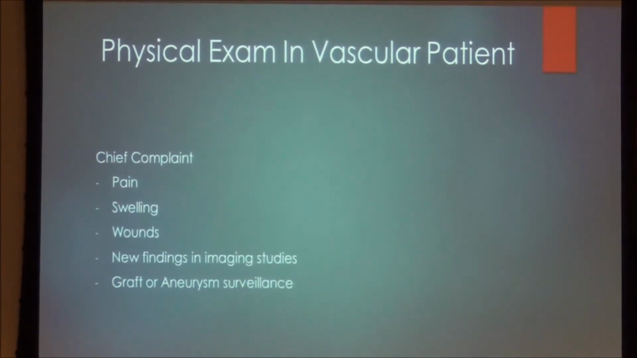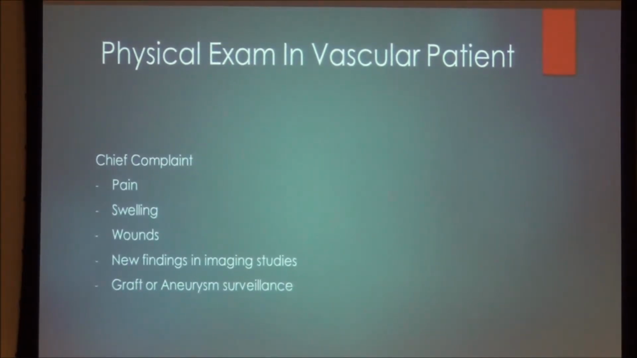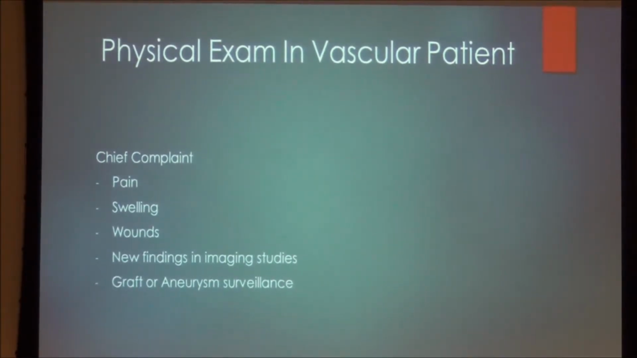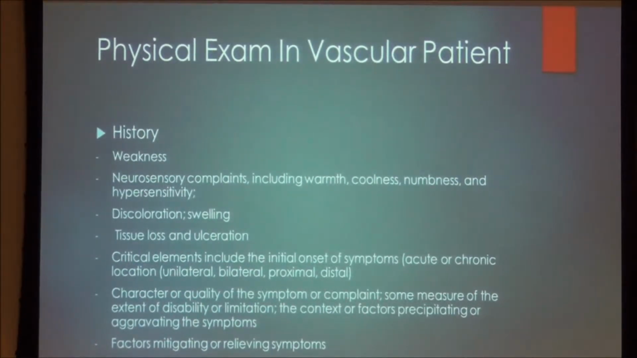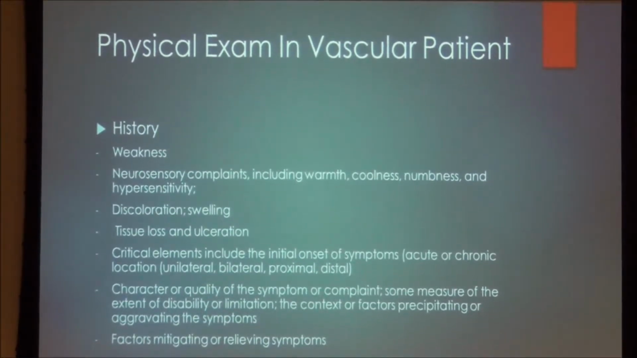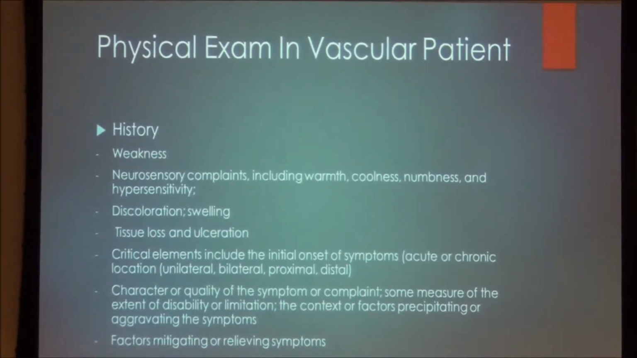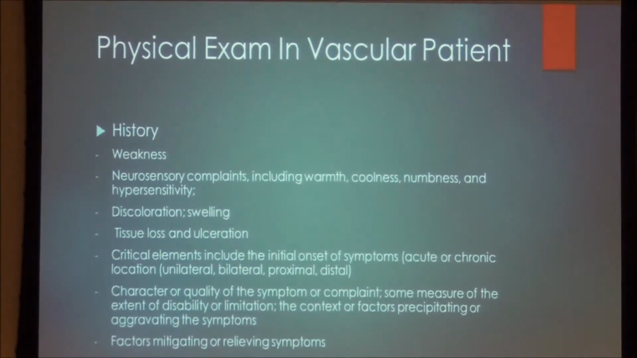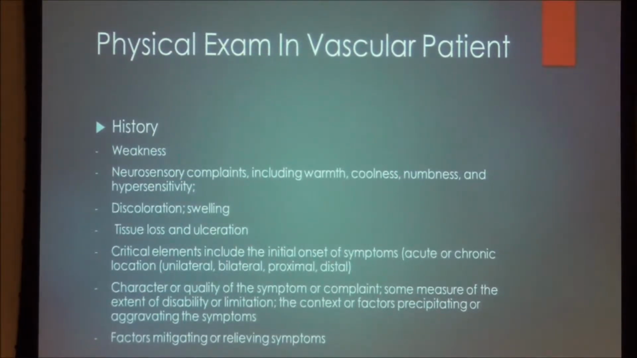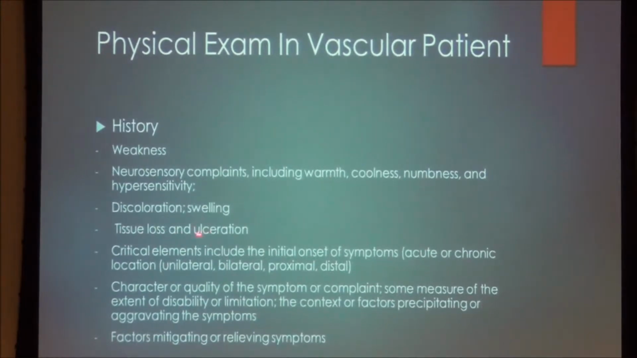And sometimes we see patients where a vascular patient had a graft or aneurysm, and we do imaging, and we are doing surveillance on their aneurysm, and there are recent changes. Also, sometimes they come with weakness or neurosensory complaints, coldness, warmth, numbness, and hypersensitivity, or discoloration or swelling. Tissue loss and ulceration means the patient is having critical ischemia, and this is an emergent issue. We have to take care of it as soon as we can.